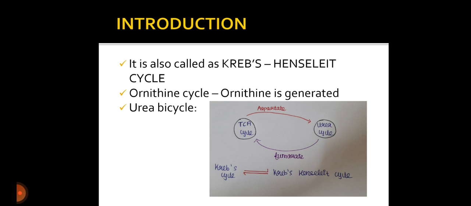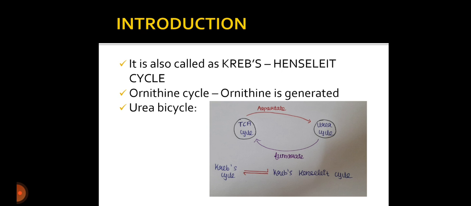Look at this picture. There are two cycles I have mentioned. First is TCA cycle and second is urea cycle. TCA cycle will give something to urea cycle, and in turn urea cycle will give something to TCA cycle. So what's that something? TCA cycle will give aspartate to urea cycle, and urea cycle will give fumarate to TCA cycle. So TCA cycle is called as Krebs cycle. Urea cycle is called as Krebs-Henseleit cycle. Therefore, it is also known as Krebs bicycle.